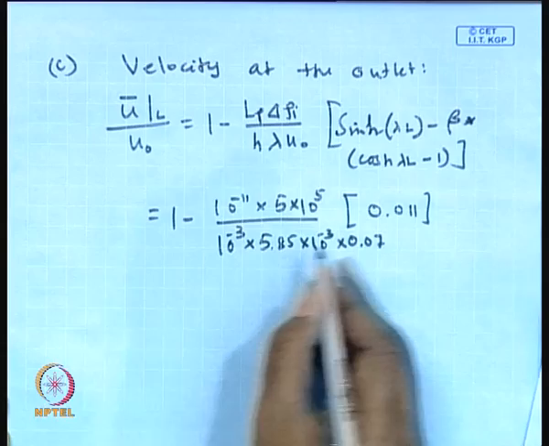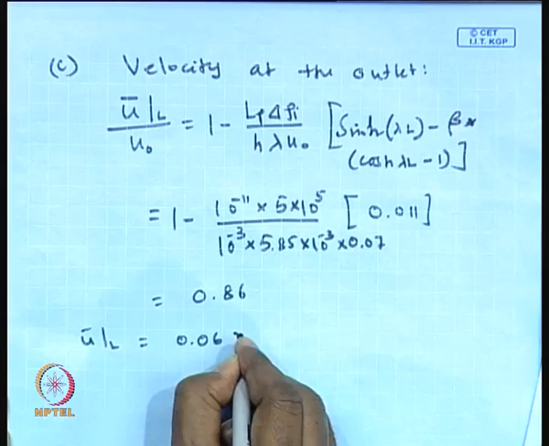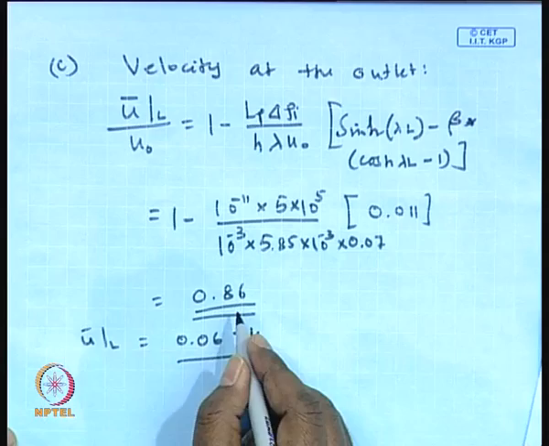So, u bar at length L at the module exit will be 0.06 m/s. So, there is 14% loss in the cross flow velocity because the feed you are extracting out of it. So, the velocity has decreased. Okay. So, about 14% loss in the velocity compared to the inlet of the module. Next is concentration at the outlet.